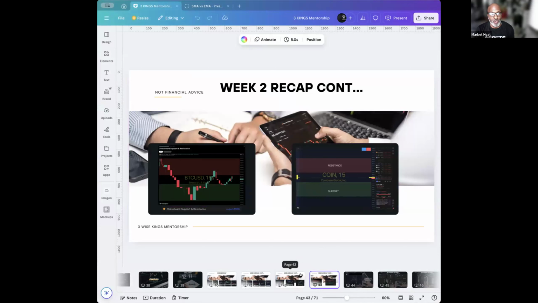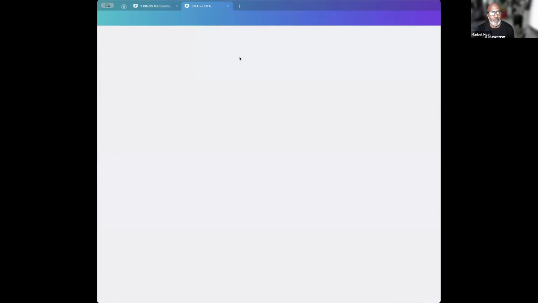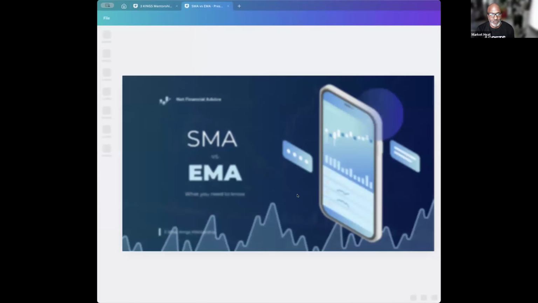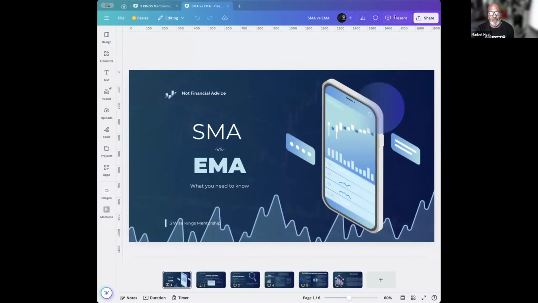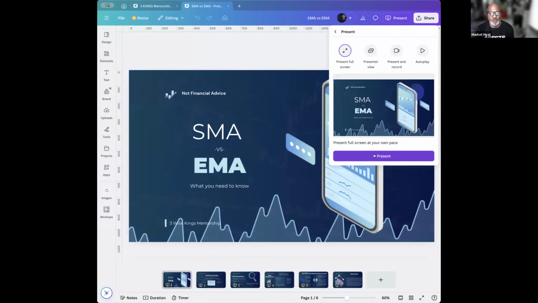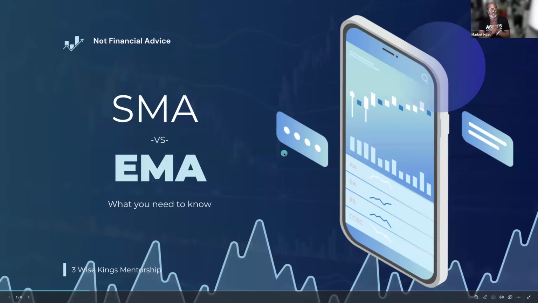We also talked about the support and resistance, right? The chessboard support and resistance, which is the indicator that Mark created. Then we're going to dig a little bit deeper after I talk about the SMAs. All right, so the SMA versus the EMA and what you need to know.